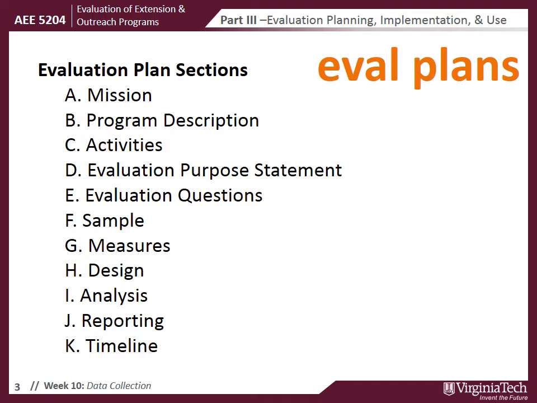Then section D, the evaluation purpose statement, is very important. If you've ever written a journal article, or if you read journal articles, the abstract is almost like a synopsis or a summary of the entire manuscript. That's what the evaluation purpose statement should be as well. It very clearly should state the purpose of the evaluation, and also talk a little bit about the methods that will be used that are laid out in greater detail in the plan.